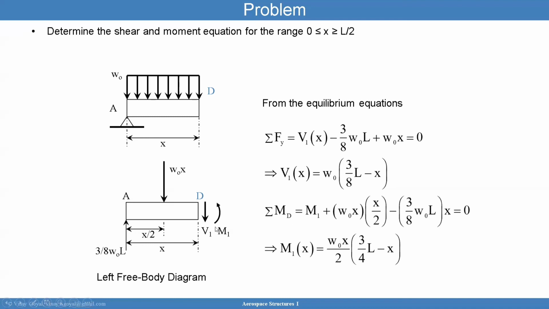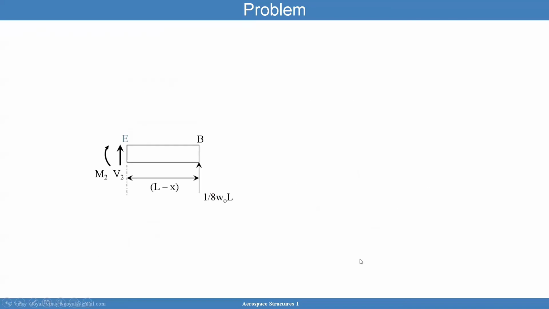You have M1, which is this one, plus W naught X times this distance, and that distance is X over 2, minus 3/8 W naught times L times this distance X. That balances these two, this shear load that causes the moment. That's this term here. So I can solve for M1 and I get M1. And I can plot it now.